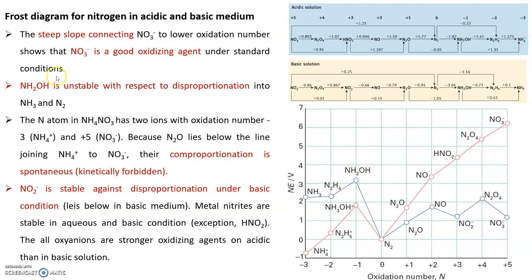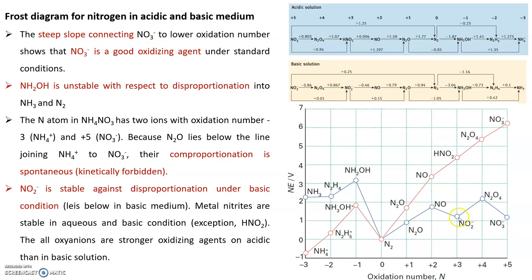Now in ammonium nitrate, there are two possible oxidation states of nitrogen. One is -3, one is +5. And you see, if I consider nitrate and ammonium, if I join these two, this N2O lies below the line. Therefore, these two oxidation states will have a tendency to comproportionate into N2O. However, this N2O comproportionation is kinetically forbidden or kinetically not favorable.